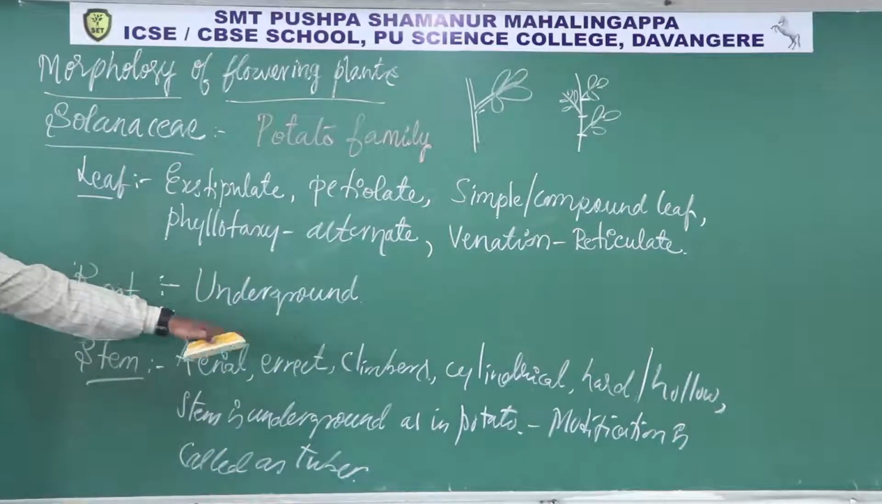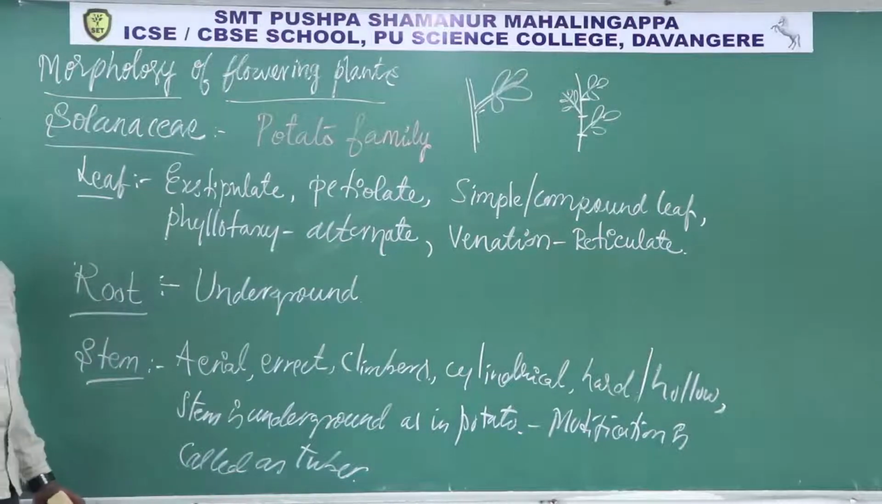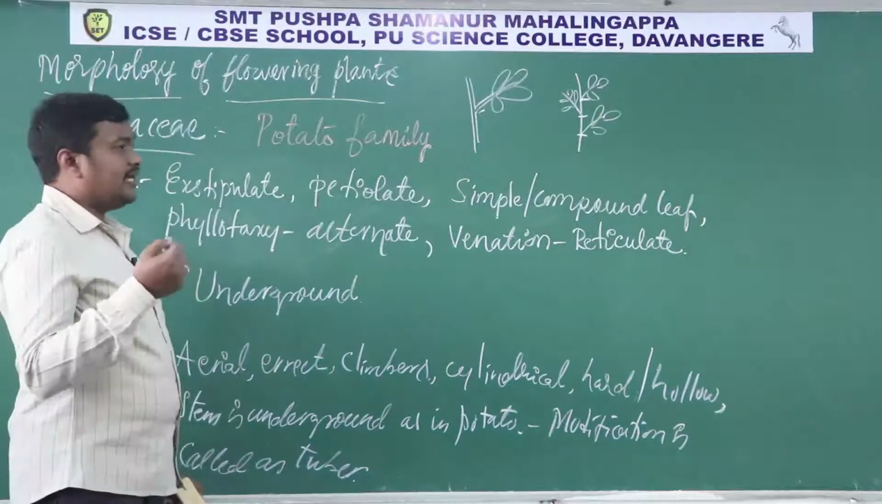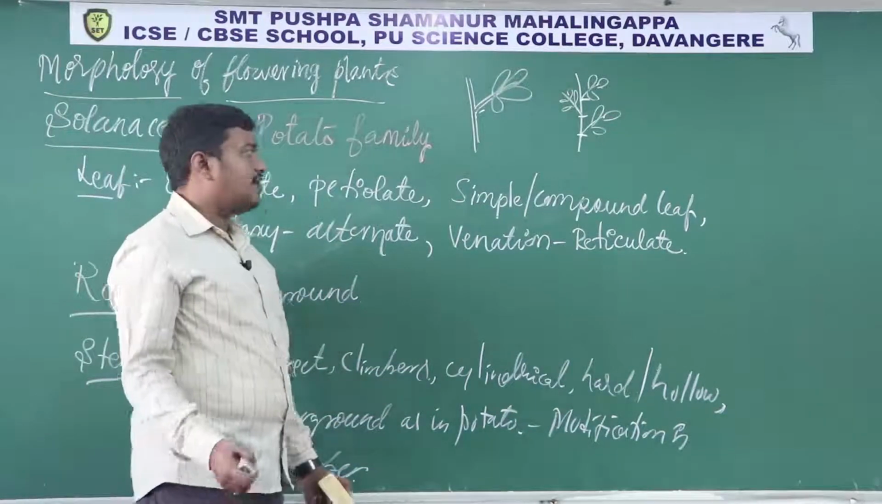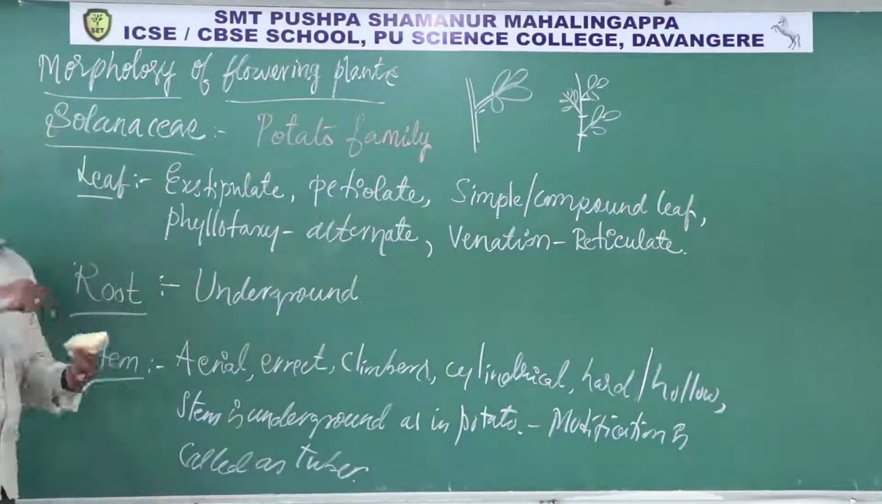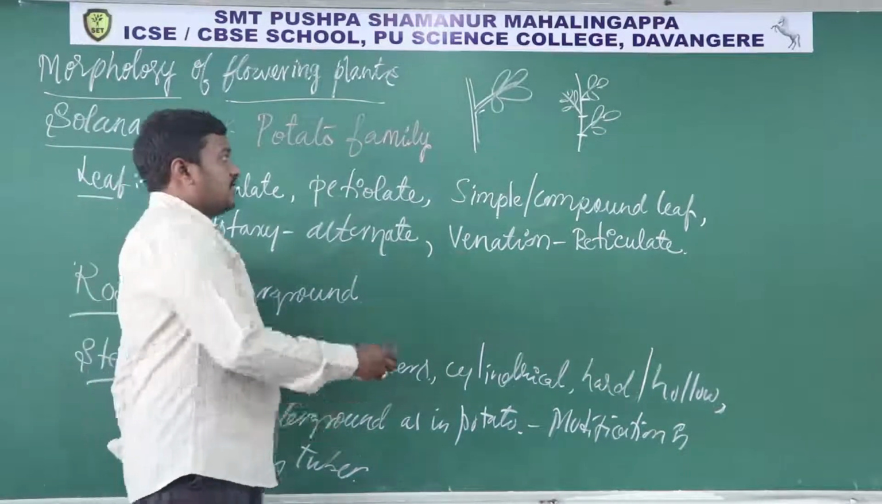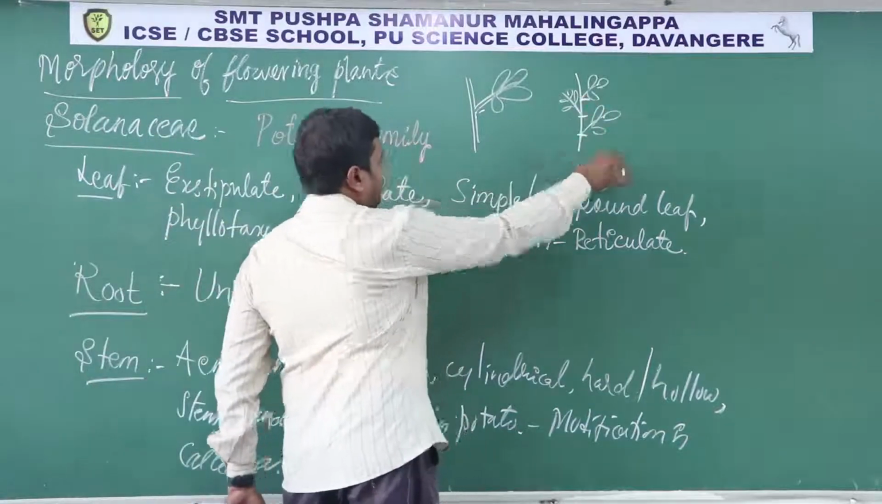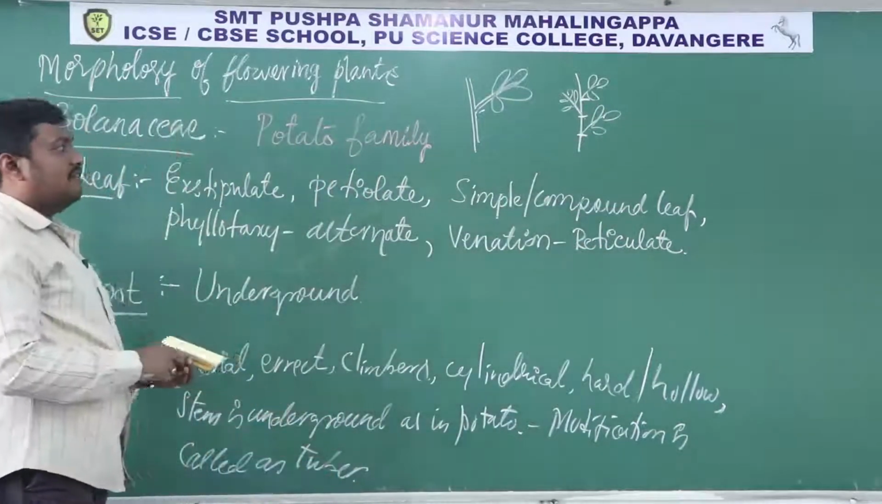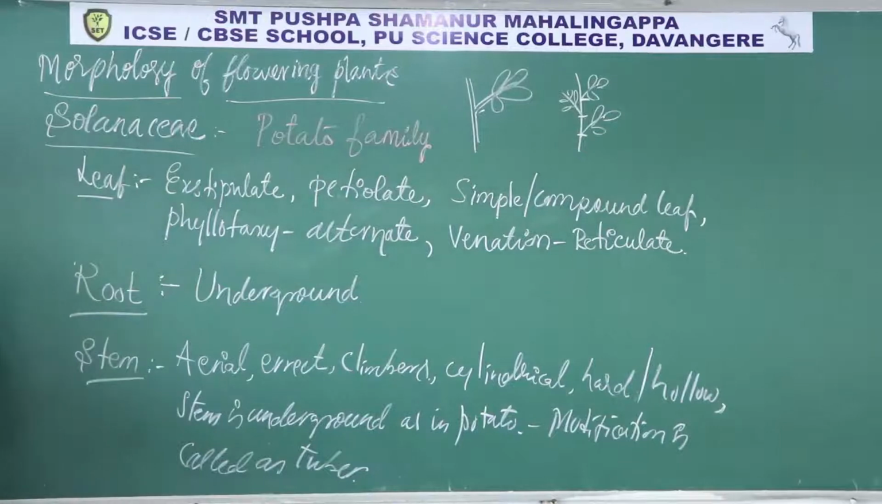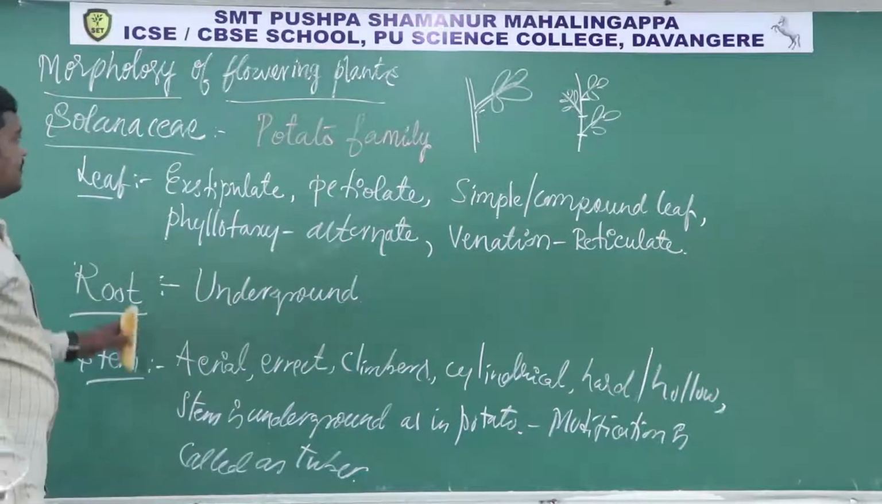Example, potato. Okay, and the leaf is exstipulate. There is no small appendage present at the base of a leaf. Then a leaf is petiolate. It has a stalk. Then a simple or maybe compound leaf. Simple means the entire lamina. Compound leaves means lamina is broken down into small leaflets. Then phyllotaxy is alternate. So each node bears only one leaf. That is alternate phyllotaxy. Then venation is reticulate.